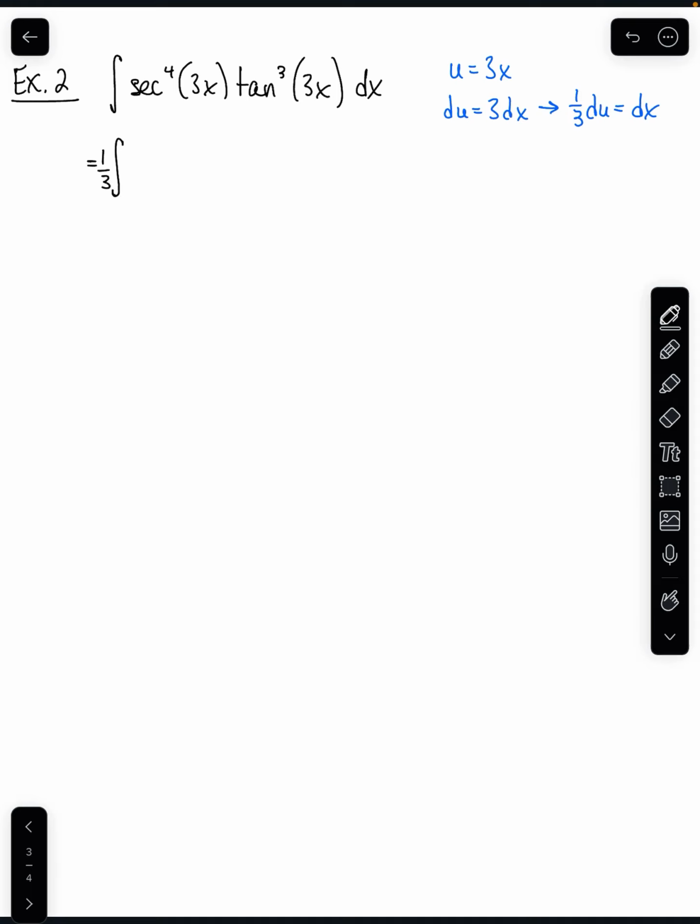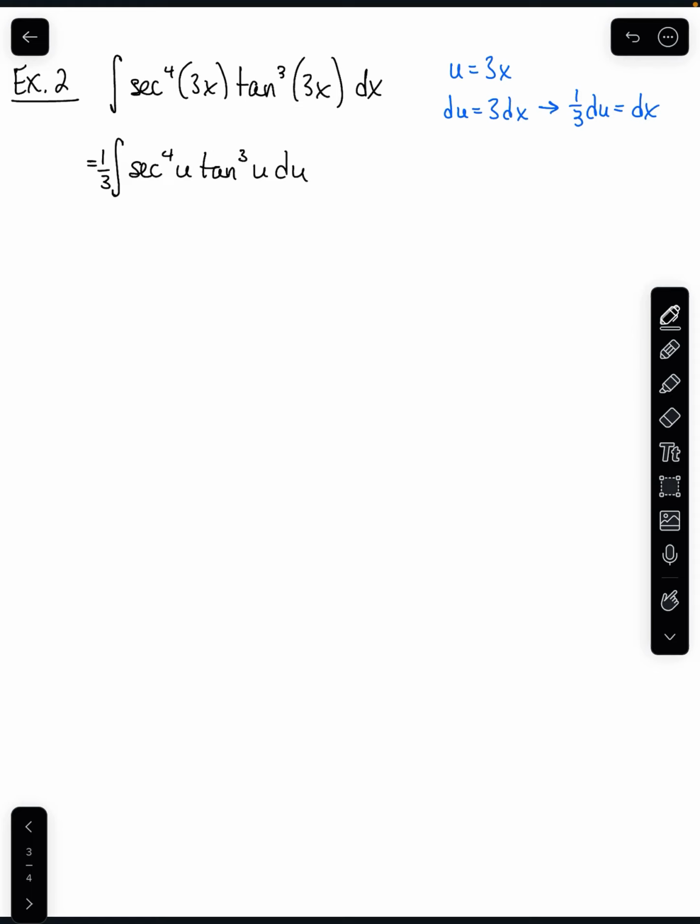So that'll allow us to bring the 1/3 out in front. We'll just leave it there. And now we're going to have secant to the fourth of u times tangent cubed of u du. And that's just going to make our lives a bit easier. It just takes that 3x out of our hair. We, of course, will have to put it back in later, but for now, it gets it out of the way.